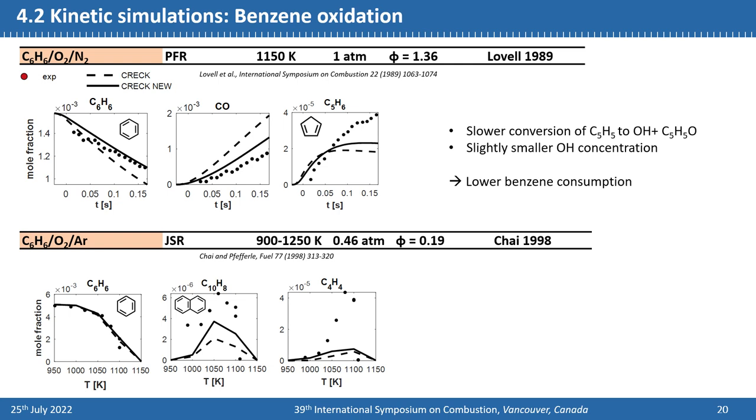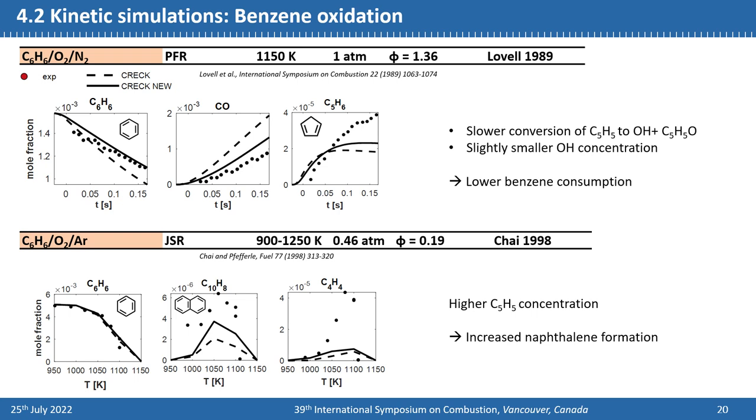We see the largest impact on PAHs in the jet-stirred reactor at lower pressure and lean conditions. And in particular here, the higher concentration of cyclopentadienyl results in increased naphthalene formation.